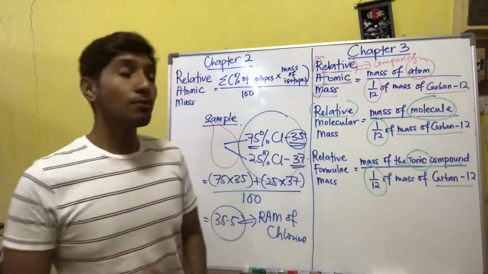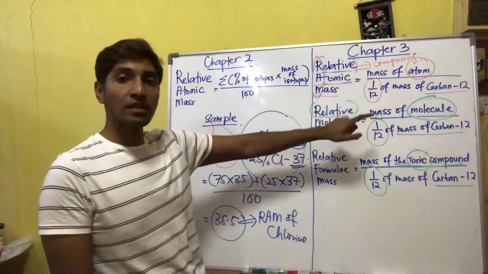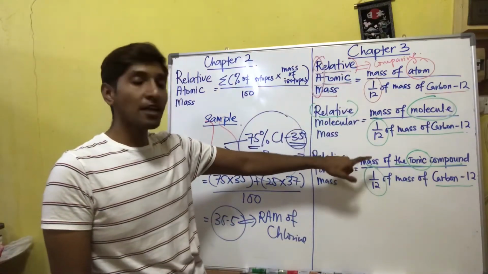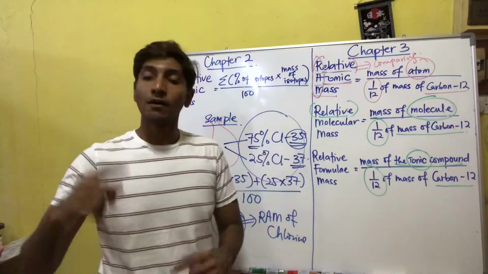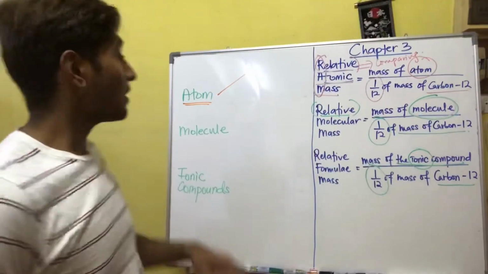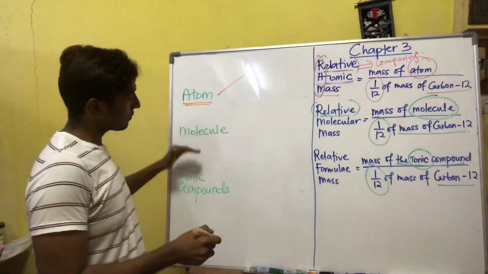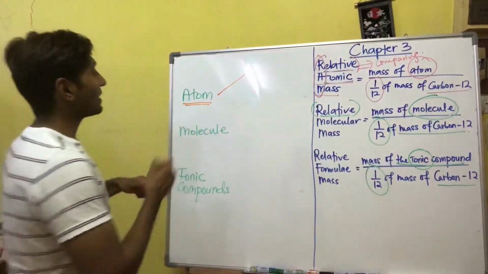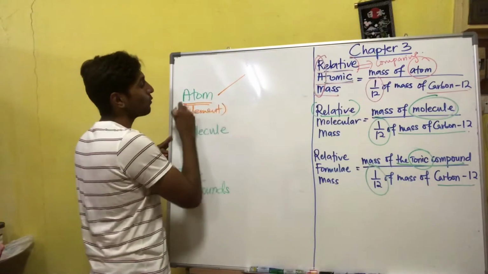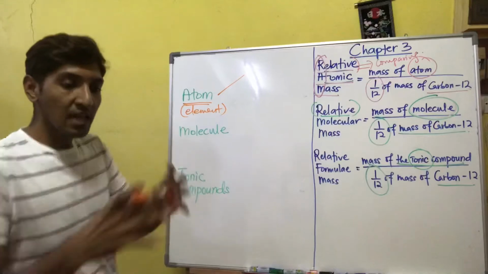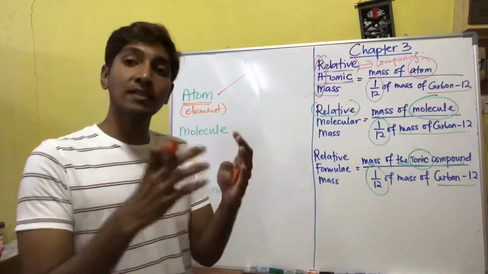Okay, so now we're going to go to what is atom, what is molecule, and what is ionic compound as a recap for last chapter, and we will go through one by one. So atoms are basically elements. Elements meaning that there's only one. Elements are basically substances that only have one type of atom.